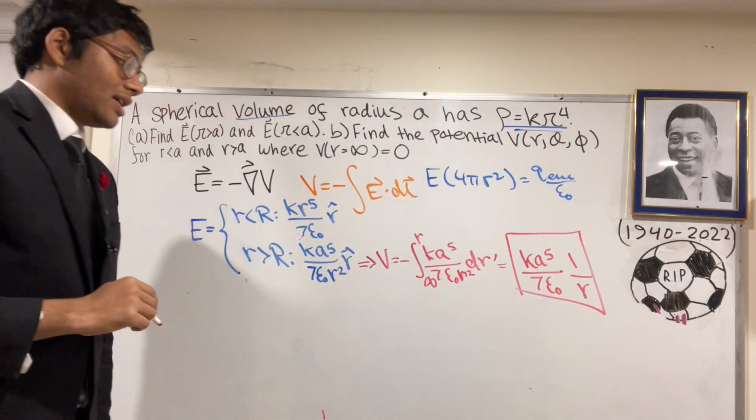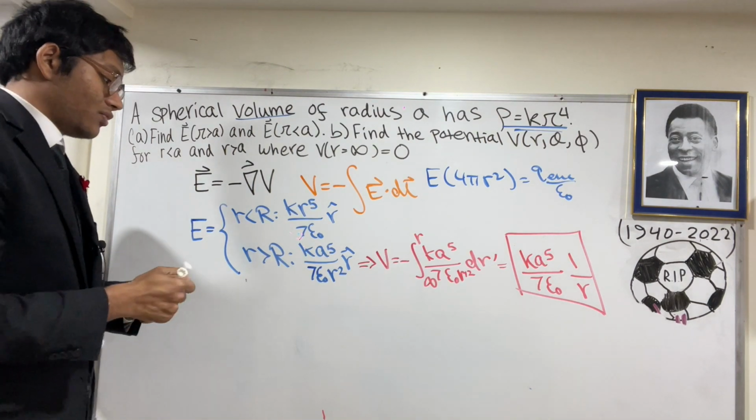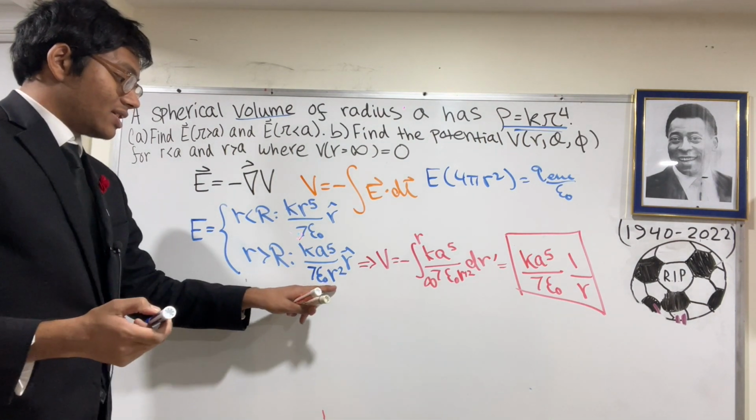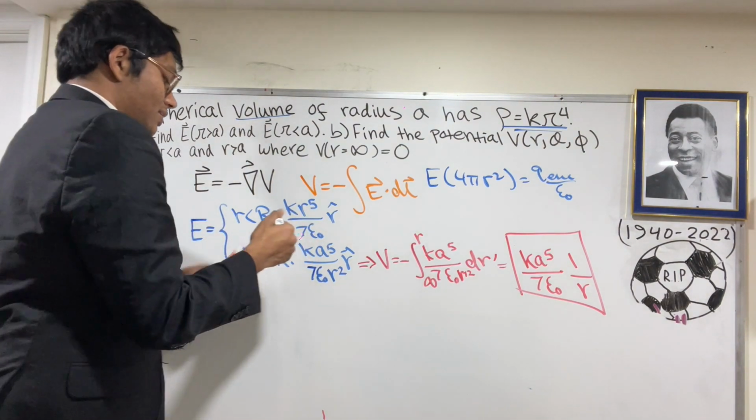This is our potential outside. Okay, I have fixed my electric field outside as well. I forgot to put down this factor of r squared. Now let's do our electric potential inside.